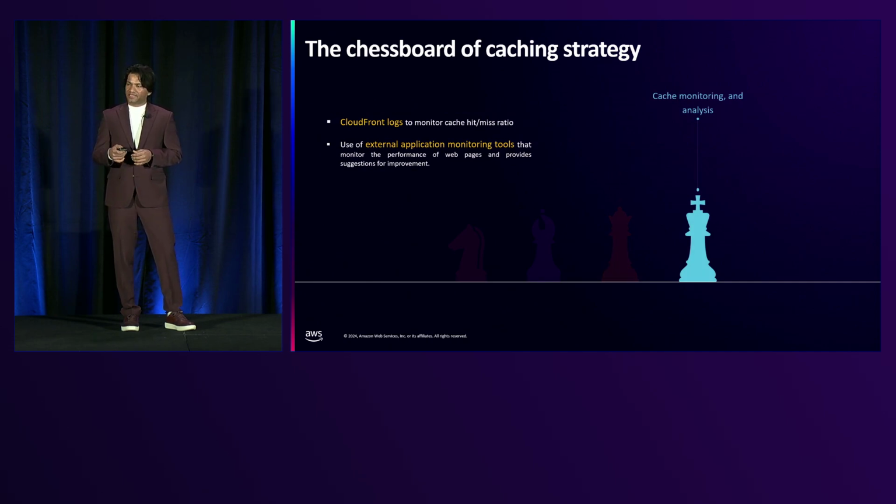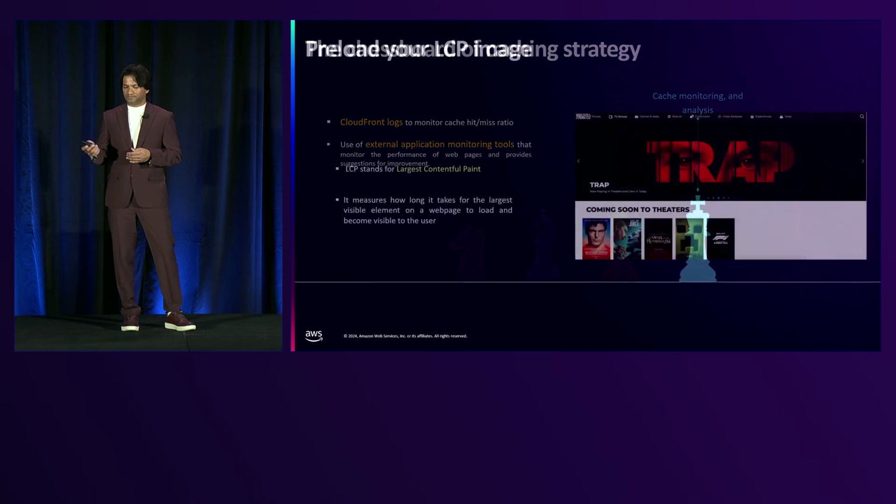To optimize the cache performance, start by looking at CloudFront logs. They give you a clear view of the cache hit, cache miss ratio, which is a good starting point, but then also bring in external monitoring tools. They give you a more comprehensive look at your web page's performance. These tools can highlight areas that go even beyond caching, like identifying where you can optimize the page load times, or identifying the bottlenecks that might be slowing it down.